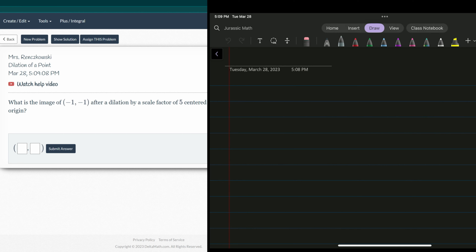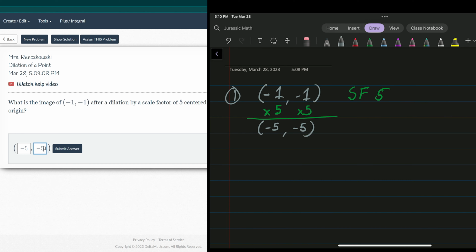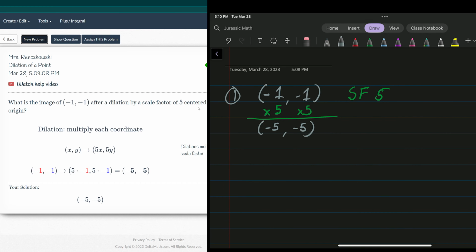Our first problem is: what is the image of -1 comma -1 after dilation by a scale factor of 5 centered around the origin? So step 1, of course, I'm going to write down our point, and my scale factor is 5. What that means is I'm just going to multiply both these numbers by 5. So that's -5 comma -5, and that would be my answer. And I can type in -5, -5, submit. Yes, and we did it.